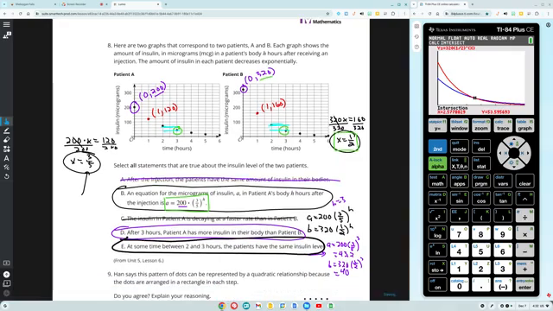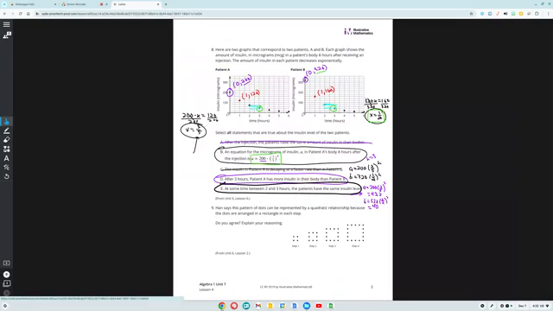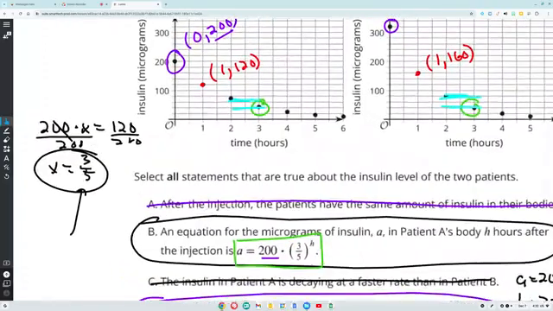All right. Question 9 says, Hans says this pattern of dots can be represented by a quadratic relationship because the dots are arranged in a rectangle in each step. Do you agree? Explain your reasoning.